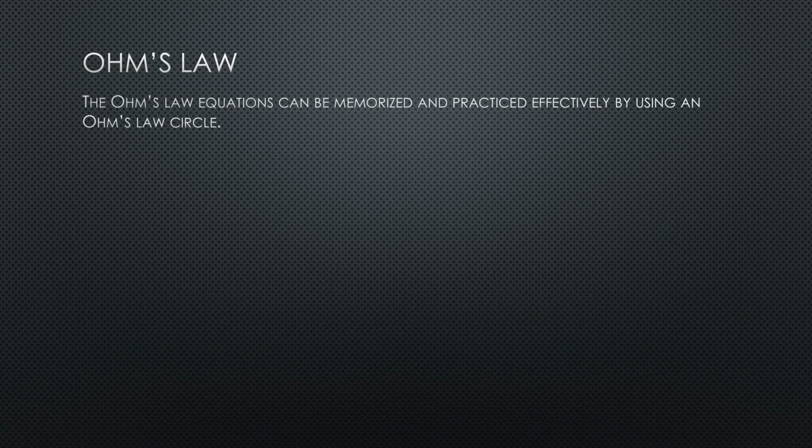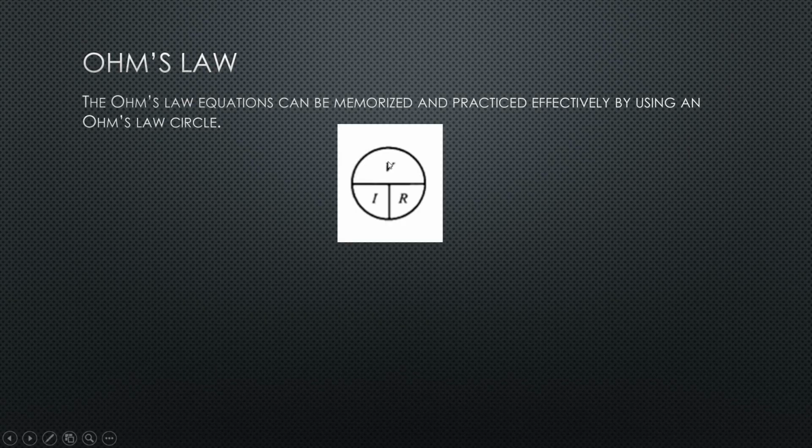So the Ohm's law equations can be memorized and practiced effectively by using an Ohm's law circle. So voltage on top, current and resistance on the bottom. Let's say if you're going to solve for current, if the unknown is current, voltage is given, and the resistance is given, you can simply cover I, and as you can see, voltage is on the top and resistance on the bottom. So I is equivalent to V all over R.